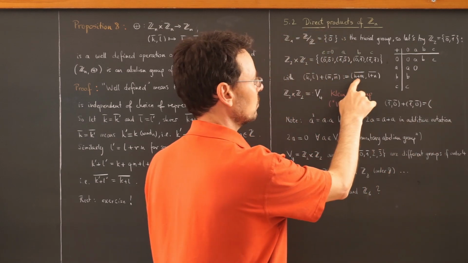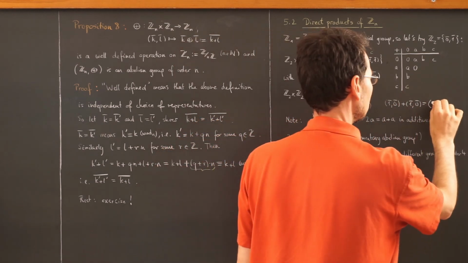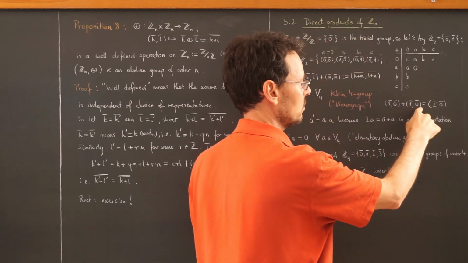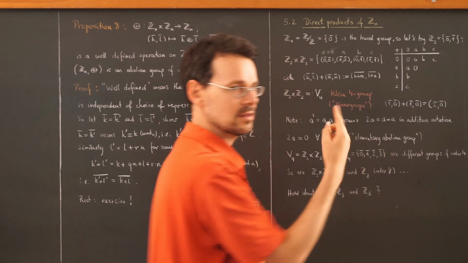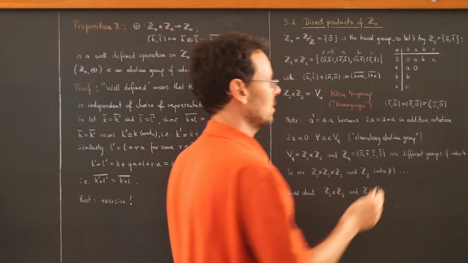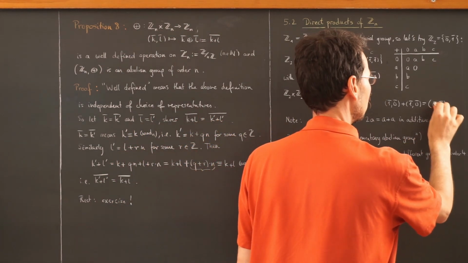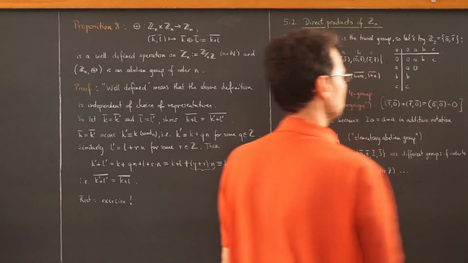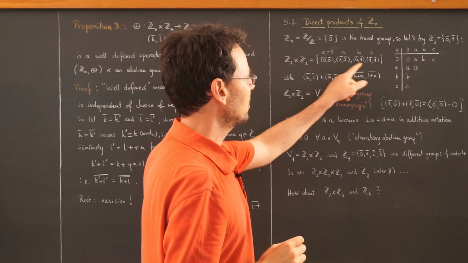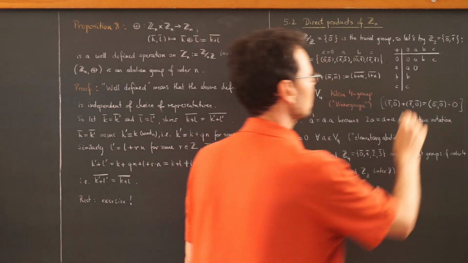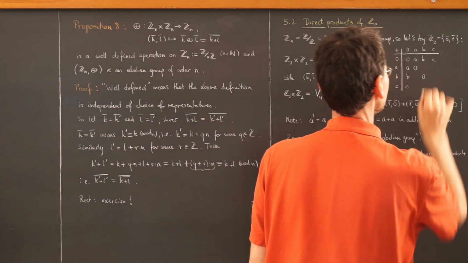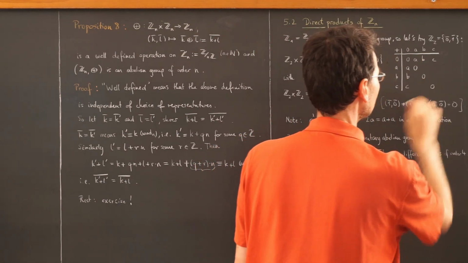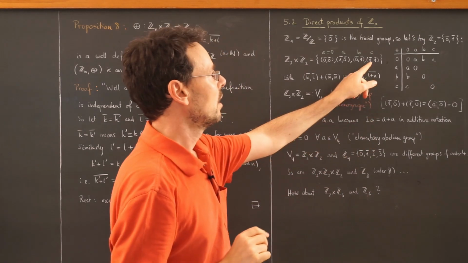So by definition we add in both components, so here we end up with 2 bar, 1 plus 1 bar and 0 bar, but the residue class of 2 is the same as the residue class of 0, so I could write 0, 0 here, so this is 0. And the same for B in the second component, so I end up with 0 here, and also the same for C.